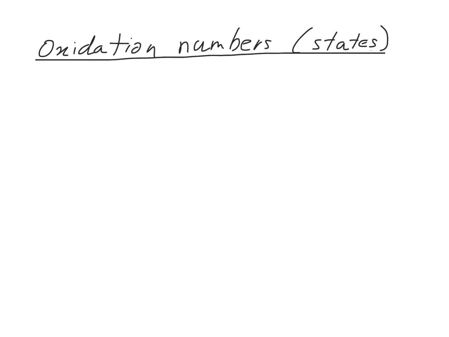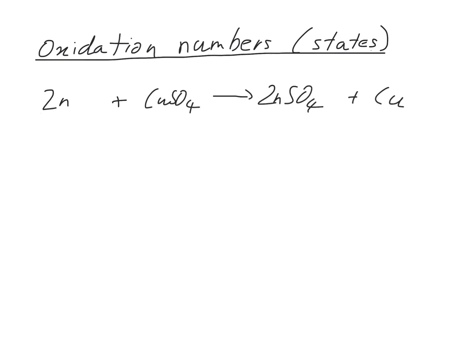So working out whether a redox reaction is taking place or not is sometimes quite hard to do. But a useful tool that allows us to do this is the oxidation number, or the oxidation state, as it is sometimes called. A reaction we have previously observed is a combination of zinc with copper sulfate. And in this particular reaction, it's quite easy to work out if it's being oxidized or not.